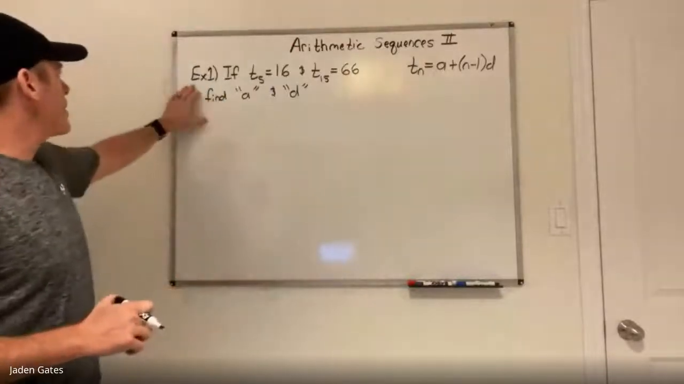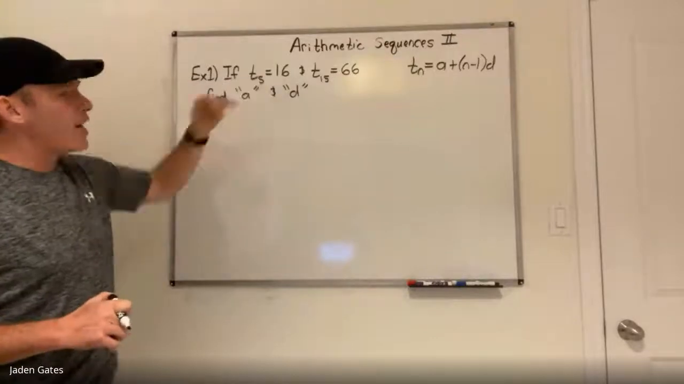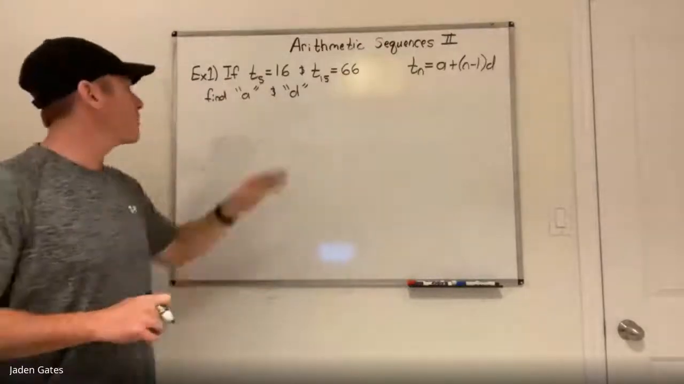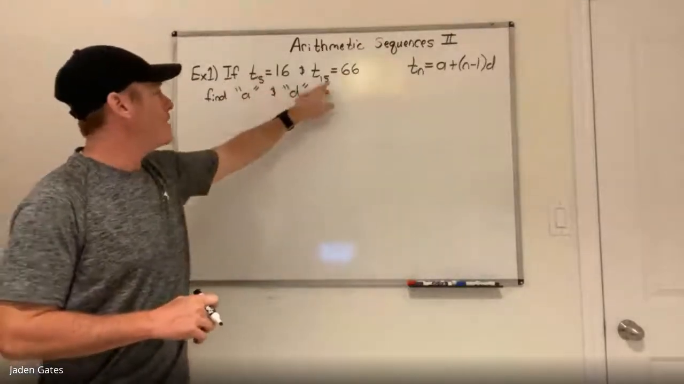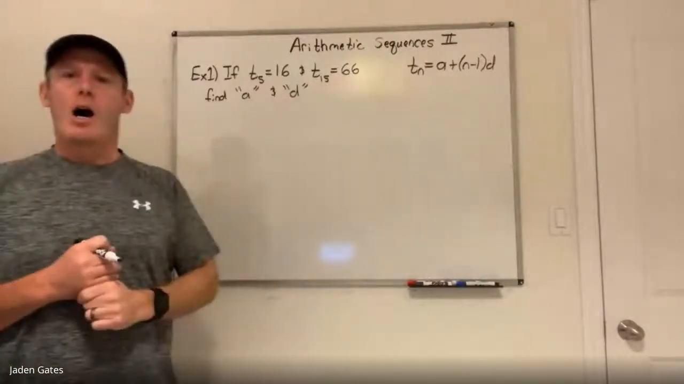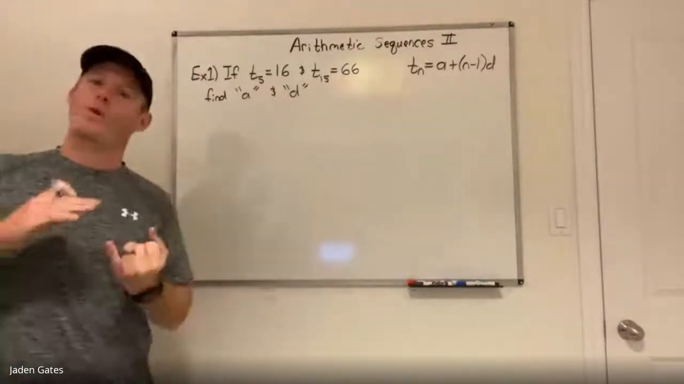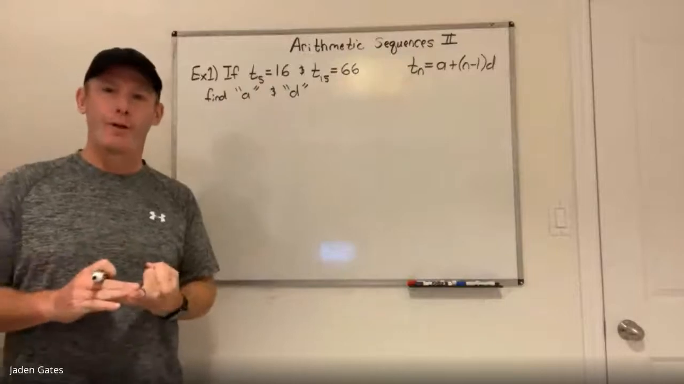All right, so example 1 here, we have if T5, which means our 5th term, is 16, and our 15th term is 66. I want to know what the A and D are. So what's the first term and what's the common difference?